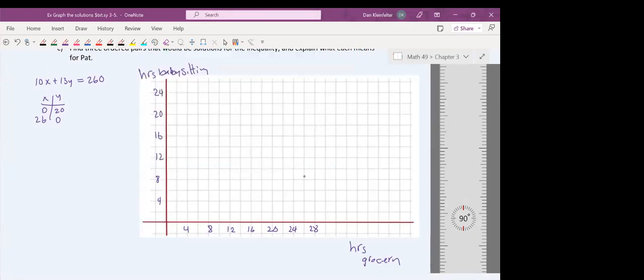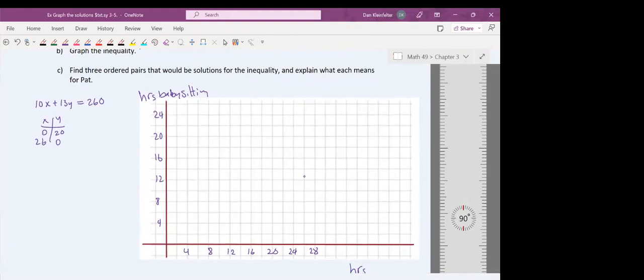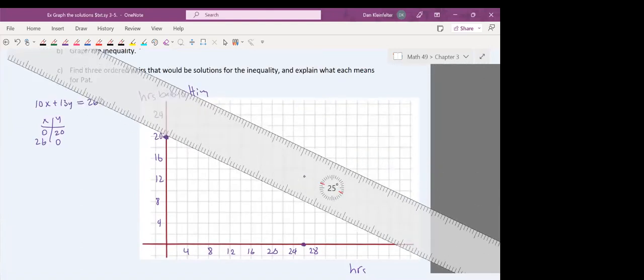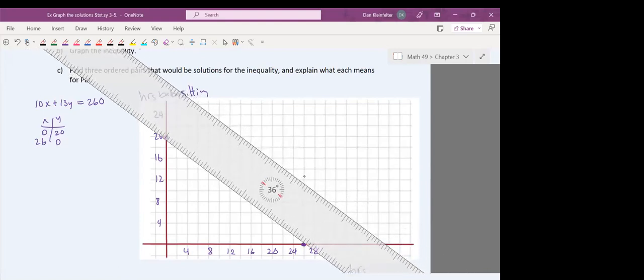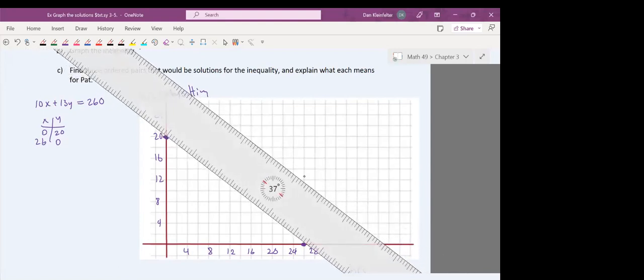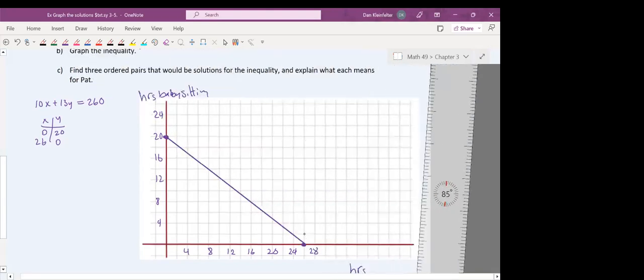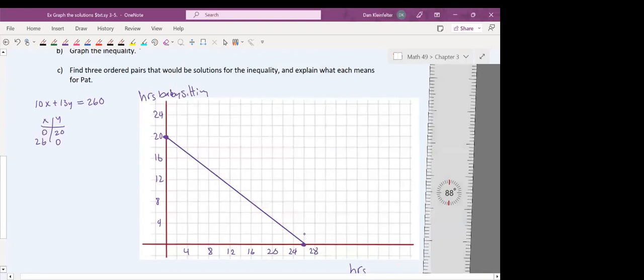All right, so then let's make our picture. When x is 0, y will be 20. When y is 0, x will be 26. Since our inequality was a greater than or equal to, we're going to use a solid line to draw it. You'll notice that I've drawn the picture just in quadrant 1. It doesn't make any sense for us to have negative hours babysitting or working at the grocery. So just positive numbers for both x and y.